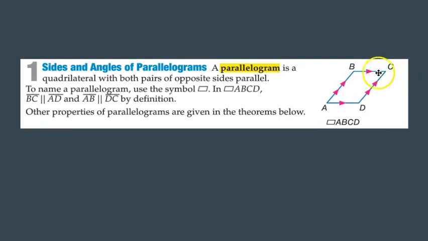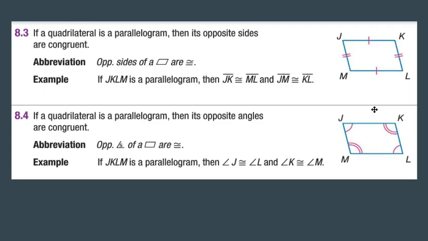And whenever we're talking about parallelograms, we use this symbol when we write it out. So we have parallelogram ABCD because we have A, B, C, and D. If a quadrilateral is a parallelogram, then the opposite sides are congruent.